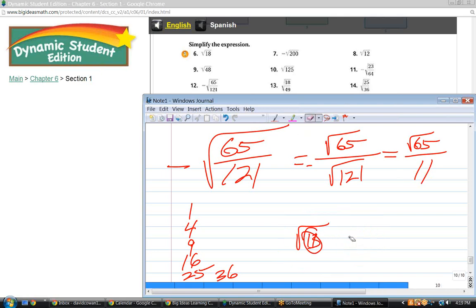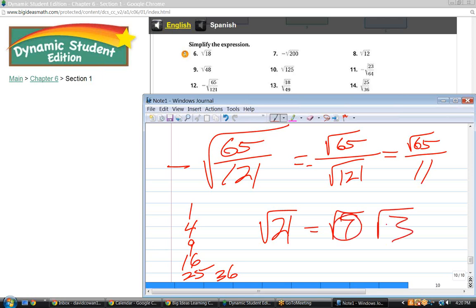Okay? In other words, if I said square root of 21, well, I know that that's square root of 7 times square root of 3. Because that's prime and that's prime, I know that there are no other factors of 21. I don't even have to check. That makes that the best. That's simplified. Same thing with 65. If I can't find a perfect square number as a factor of that, then it's simplified.